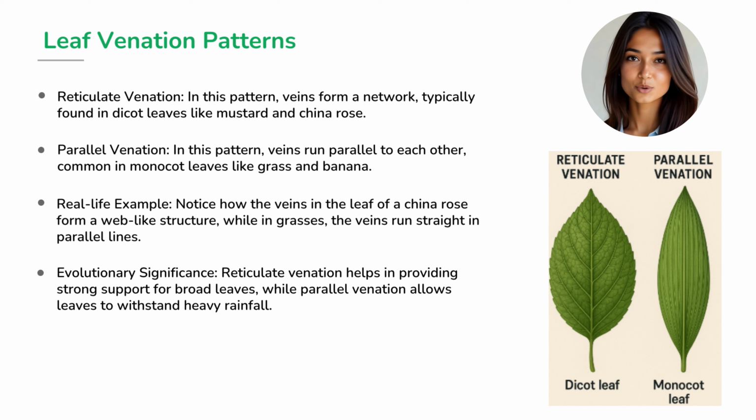Now, let's explore the venation patterns of leaves. Have you ever noticed the veins on a leaf? Well, the pattern of veins is different in dicots and monocots. In dicots, like mustard or China rose, the veins form a reticulate pattern, like a web. But in monocots, such as grasses, the veins run parallel to each other. These patterns are not random, they help the plant transport water, nutrients, and sugars effectively.